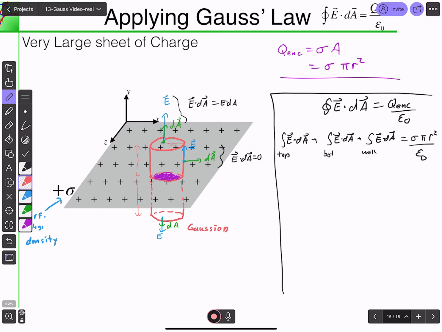And as we saw in this case, for the wall, E and dA are perpendicular. So here, because they're perpendicular, the wall goes away. But for the top and the bottom, the electric field is constant everywhere on the top, so we're just going to do E times the integral dA for the top plus E times the integral dA for the bottom is equal to sigma pi r squared over epsilon naught. And the area of the top is the same as the area of the bottom. It's going to be pi r squared. It's the area of a circle.